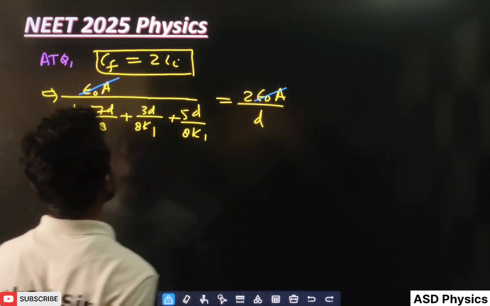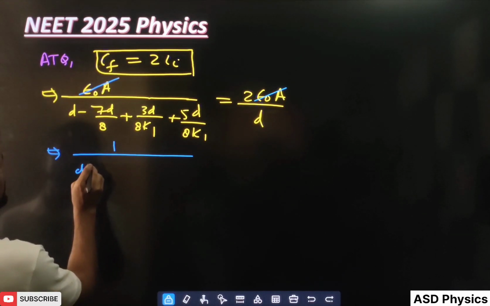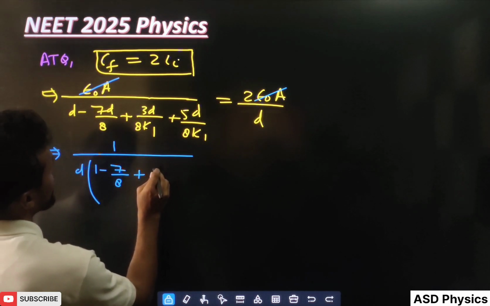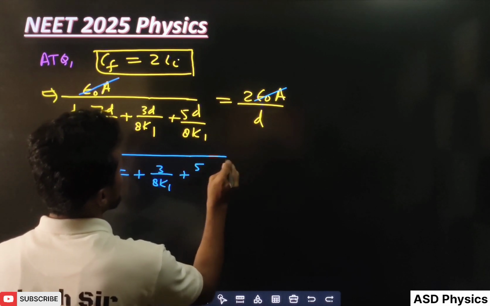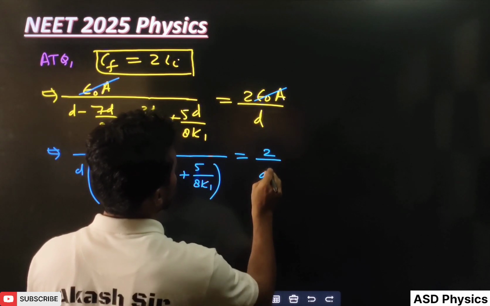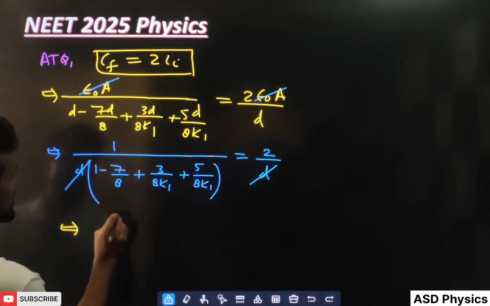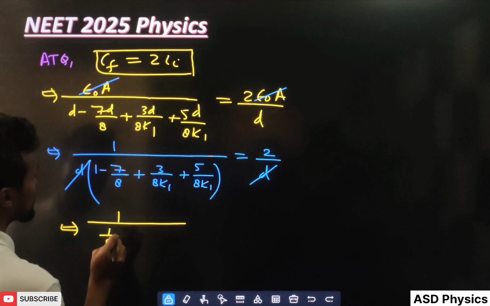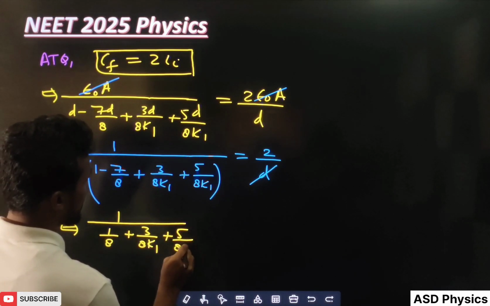Epsilon naught A cancelled. So kindly see here, I have taken D, constant, outside, so 1 minus 7 by 8 plus 3 by 8 K1 plus 5 by 8 K1 is equal to 2 by D. D and D also cancel. That means I can write here, students, it will become 1 minus 7 by 8, which means 1 by 8, plus 3 by 8 K1 plus 5 by 8 K2.